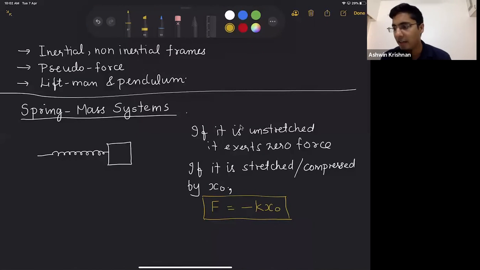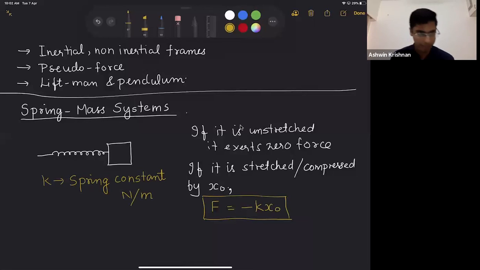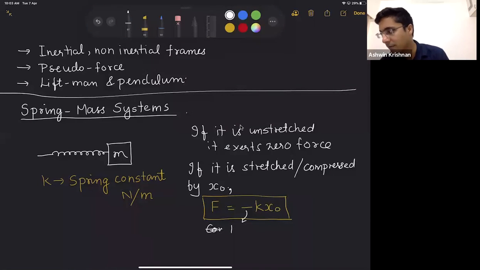Now, what is this k? K is what we call the spring constant. And its unit is Newton per meter, right? Something which has a greater value of k will exert a greater force. Lesser value of k will exert a lesser force for the same amount of compression. Okay. Now, one more thing, this minus denotes that the force acts opposite to the direction of displacement.